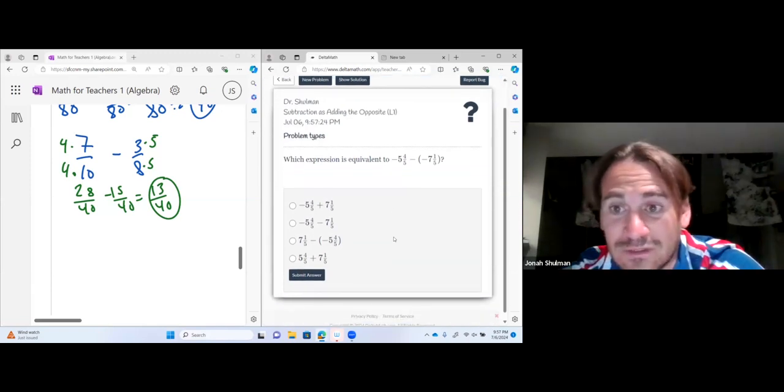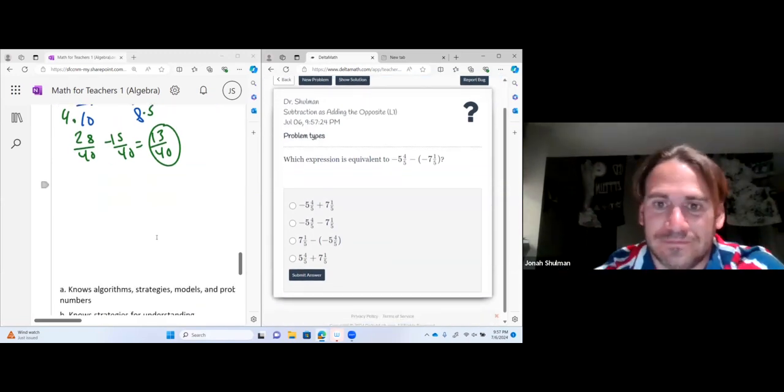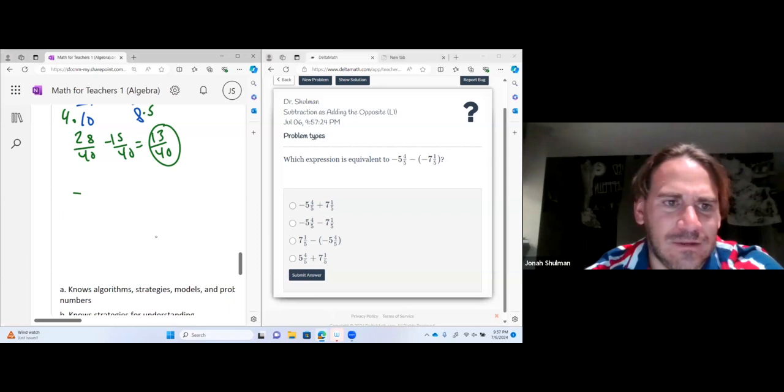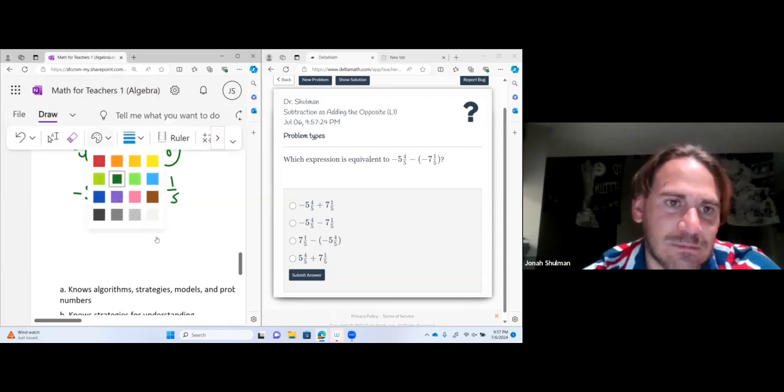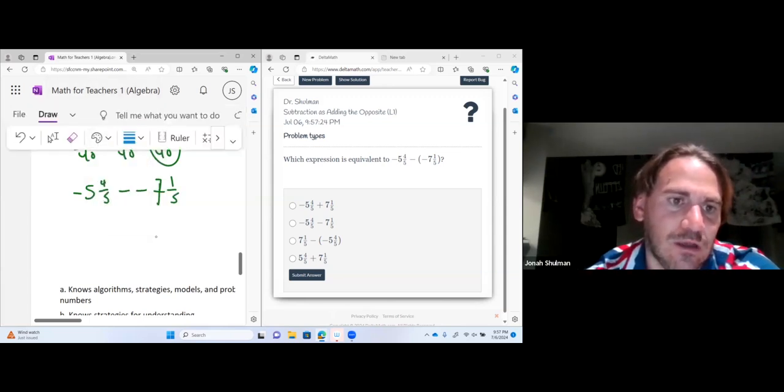Yeah, the first one is, guess what? Mixed numbers. So here we go. -5 and 4/5 minus a minus 7 and 1/5. So the first thing I would do is change these into improper fractions. You always multiply the bottom and add the top.